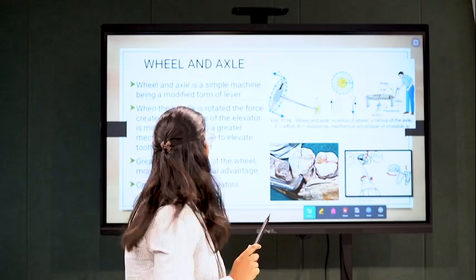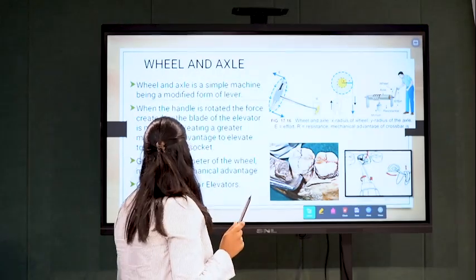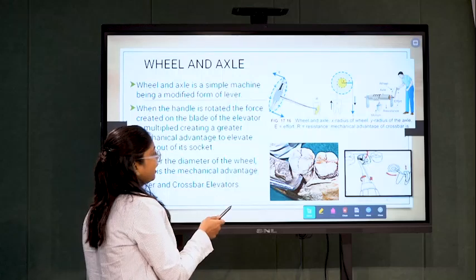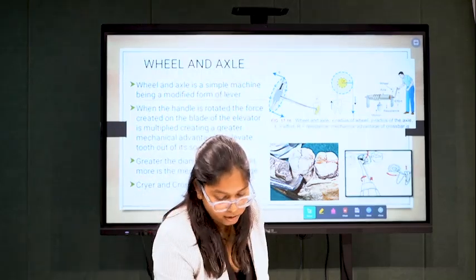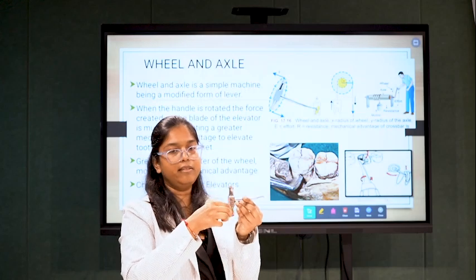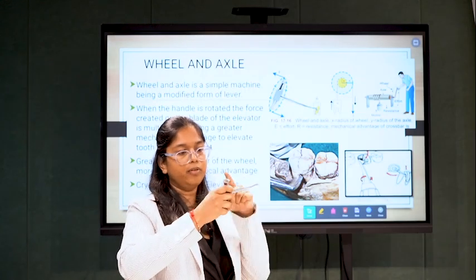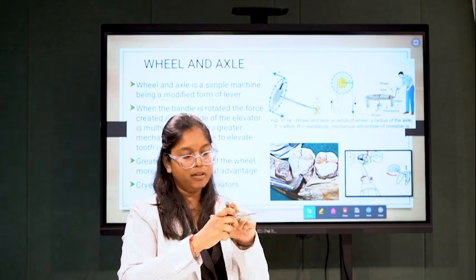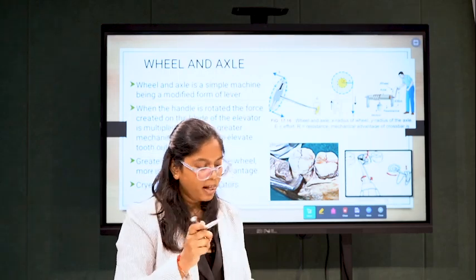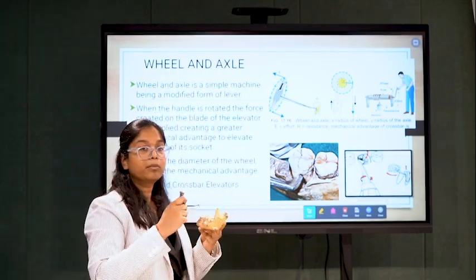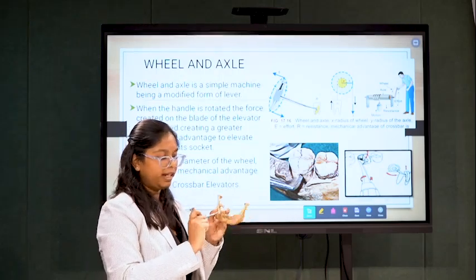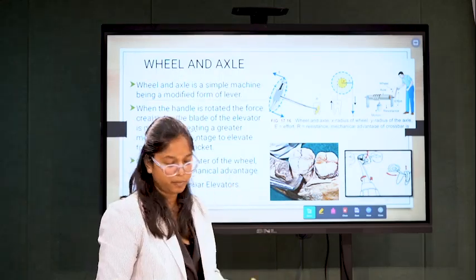Mostly, the instruments which follow the wheel and axle principle are the Cryer and crossbar elevators. This is your crossbar, okay. This is the wheel where the principle will follow. You have to do the movement here, and force will be generated at the working end. Mostly it is used to remove the root piece, not the whole crown. Sometimes it could be engaged buccally and the tooth can be pulled out.